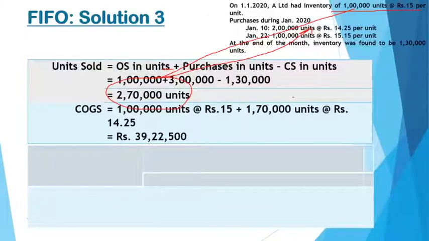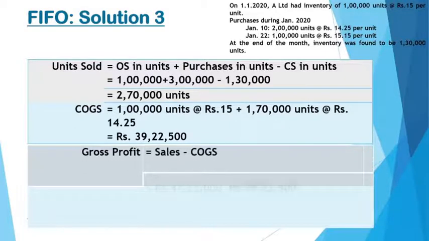Now we are given the selling price also. Sales. Now in order to calculate gross profit and net profit, we'll deduct cost of goods sold from the sales. That will give us gross profit. Sales are given to be 47,25,000. Deduct cost of goods sold therefrom.